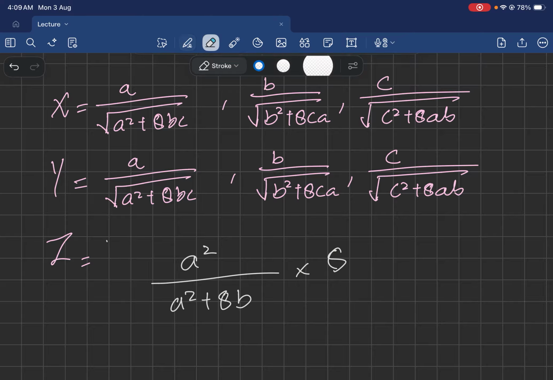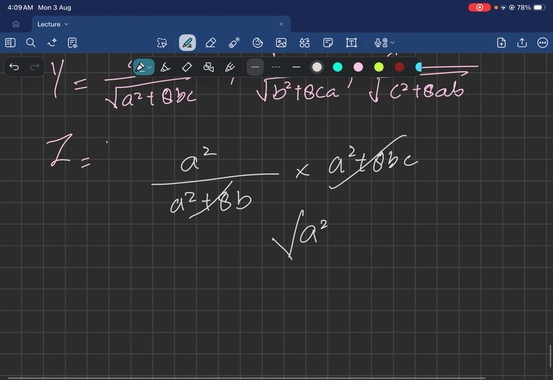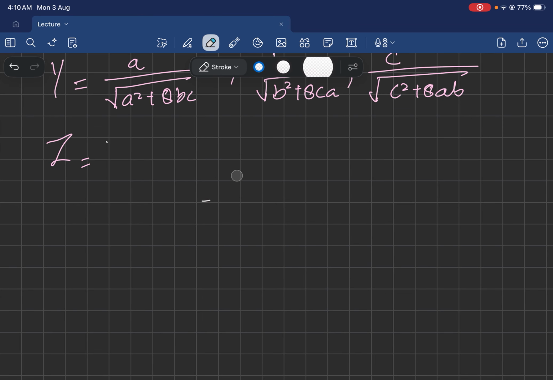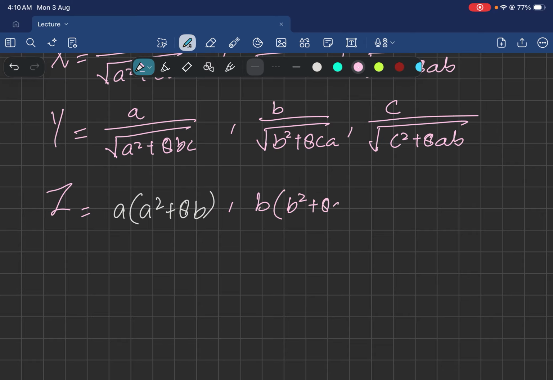If I try multiplying it with a square plus 8bc, this thing will cancel out with this thing and you are left with a square, but we have to make it a cube root. So try multiplying with a as well, so that it becomes a cube and we are left with a. This is a nice thing to multiply with. So I think I'll choose here a square plus 8bc. Hope this helps. I'm not a good explainer, but yeah, b square plus 8ca, and then you have got c square plus 8ab.